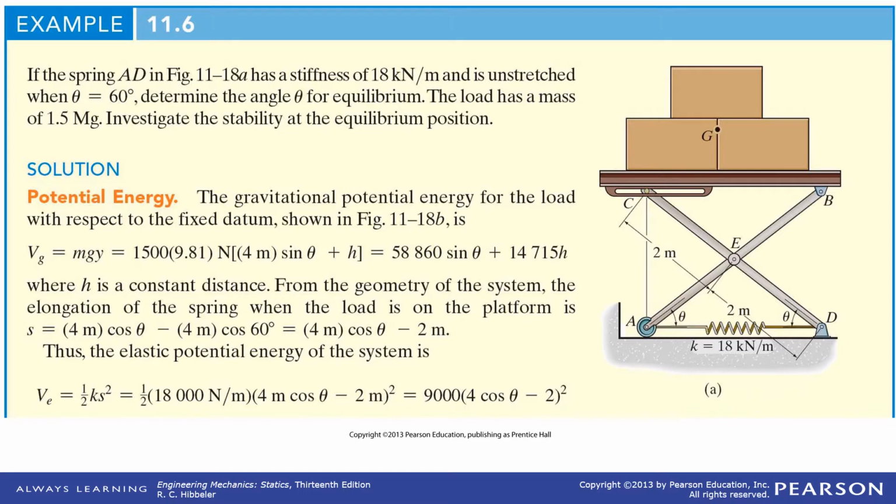Potential energy of the load, mgy. Y is going to be this 4 meters times the sine of theta. So here's 4 meters sine of theta. Here's the 1,500 kilograms times the acceleration due to gravity, and h is some constant. Okay, that's the gravitational potential energy.